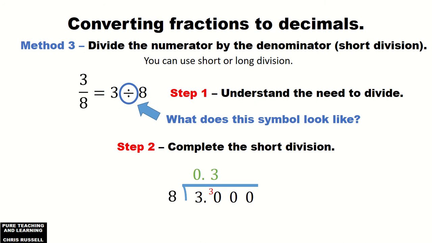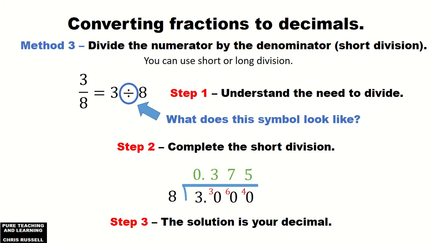So 3 multiplied by 8 is 24. And then what's left over? We have 6. So how many 8s go into 60? We have 7. What's left over? We have 4. How many 8s go into 40? Well, we have 5. So therefore, 3/8 would be 0.75. So step 3, the solution is your decimal.